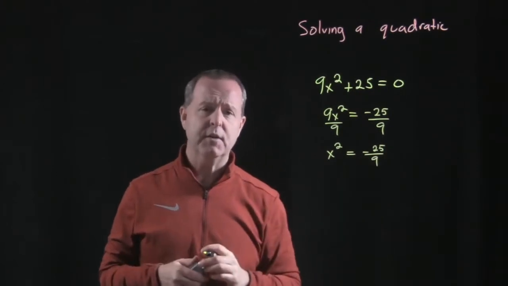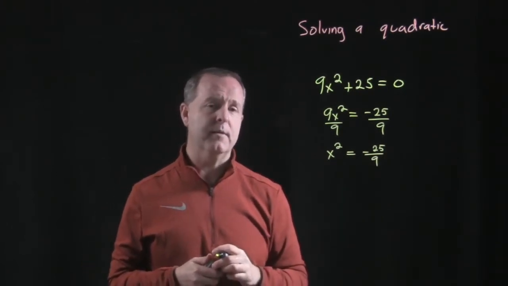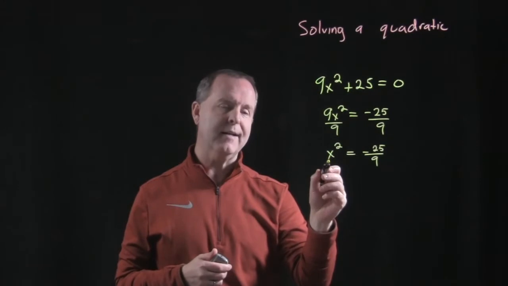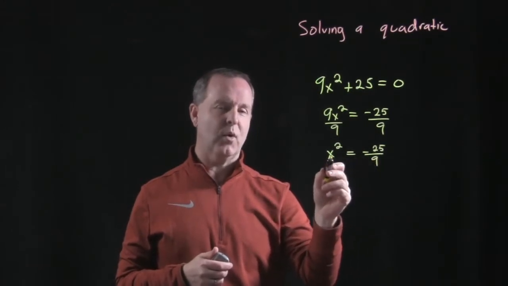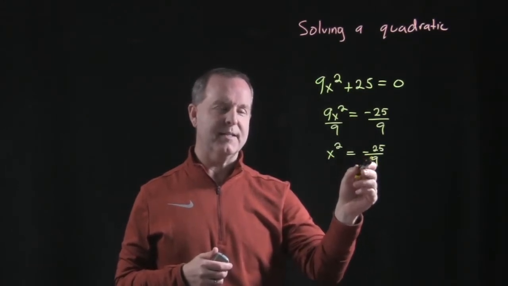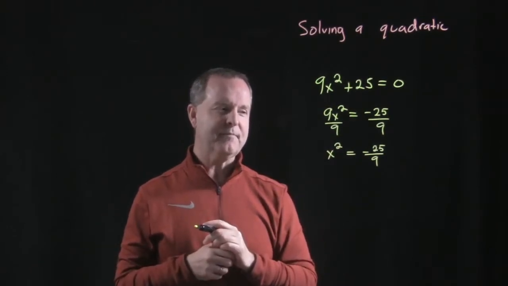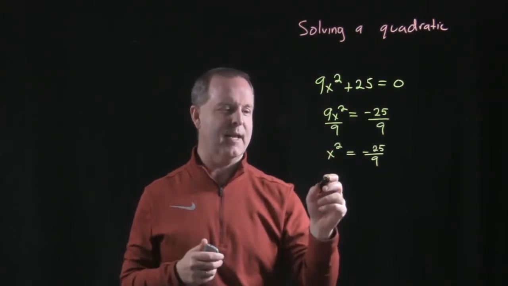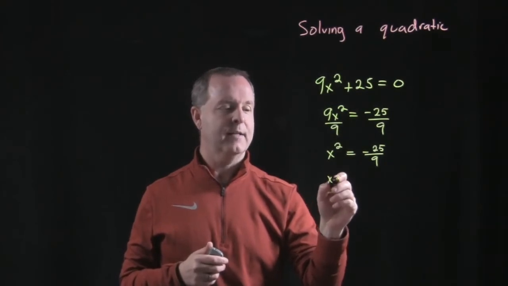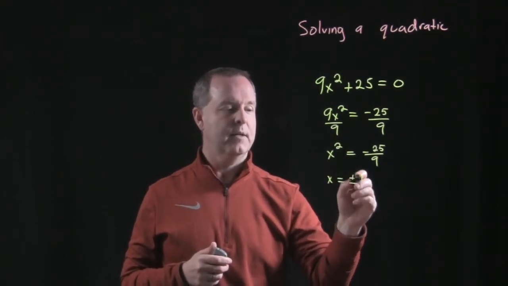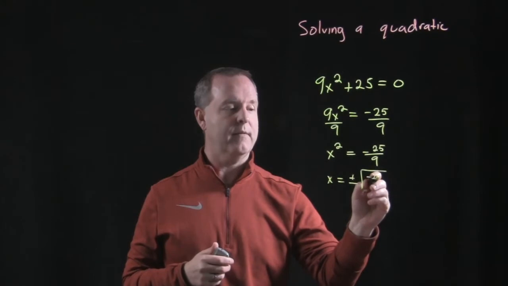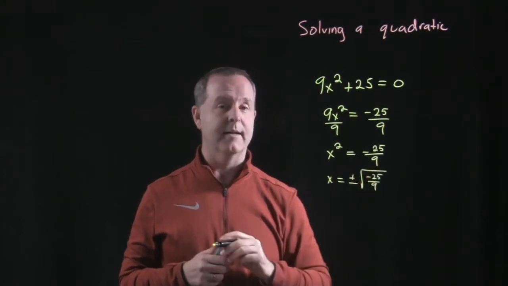And again, our process feels fairly straightforward as we do this. However, you recognize right here that I need to find a square root, something that's squared, to make a negative. And so you know what's going to happen at this next step. So I'll have x equals plus or minus the square root of negative 25 over 9.